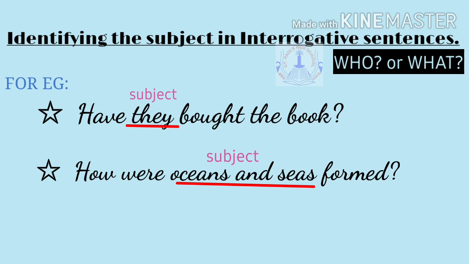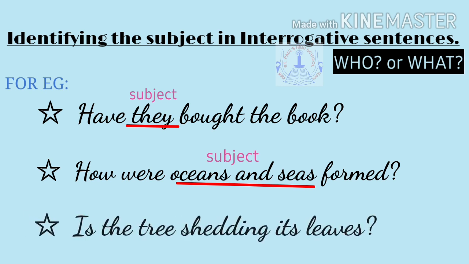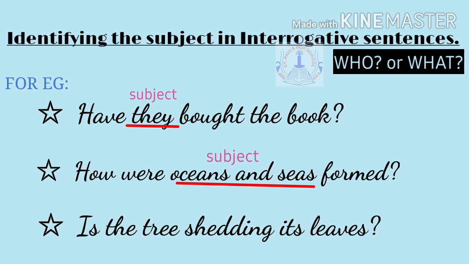The third one: is the tree shedding its leaf? Here we ask the question, shedding is the verb. So we ask, who is shedding its leaf? The answer is the tree. So the tree becomes your subject.